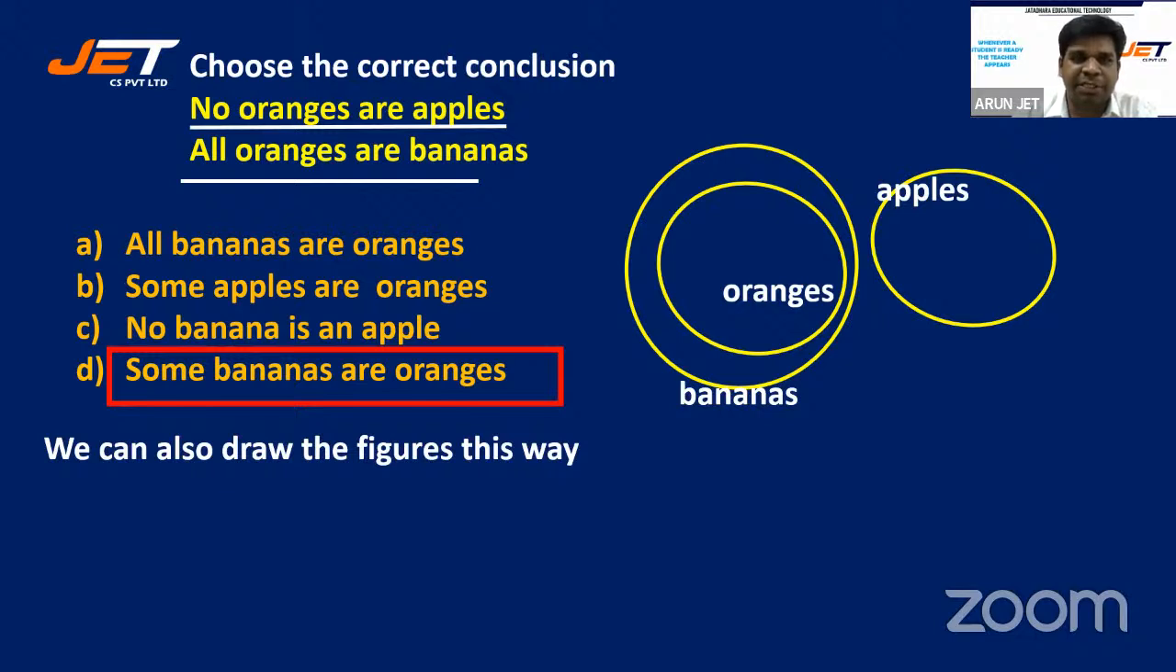But students, C could be true because this banana could also intersect apple. All right. There could be an intersection between apple and bananas. There is no intersection between apple and oranges. That's fine. But there could be an intersection between apple and bananas. No, C is still not true. See, I'll just draw the circle better.